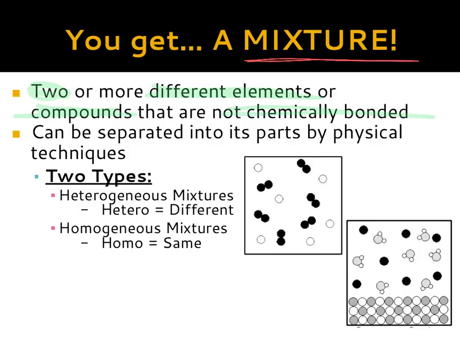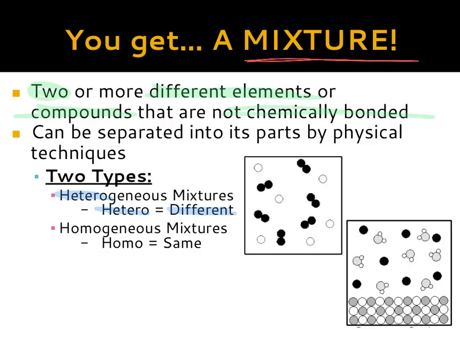We'll talk about the different physical means on the next couple of slides, but let's talk about the different types of mixtures first. We have a heterogeneous mixture and a homogeneous mixture. So the prefix hetero means different. So that's going to be something that actually looks different. We'll get more in depth with some examples on the next slide. But a heterogeneous mixture is something that looks visibly different. You can see the different parts of the mixture.